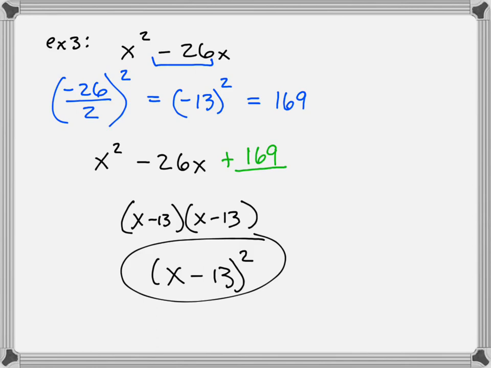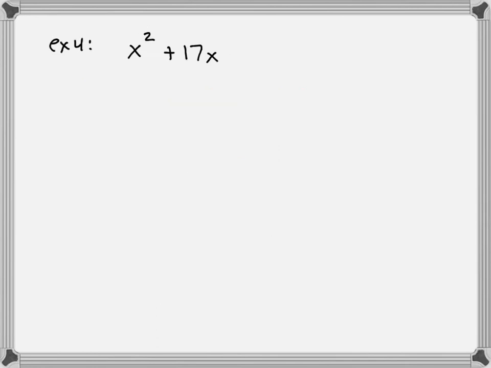Let's look at one more example. In this last example, we have x squared plus 17x. What is different about this from the previous examples? If you notice, our b value here is no longer evenly divisible by 2 because it is not an even number. But that is not going to change our process any. We still follow the same steps.